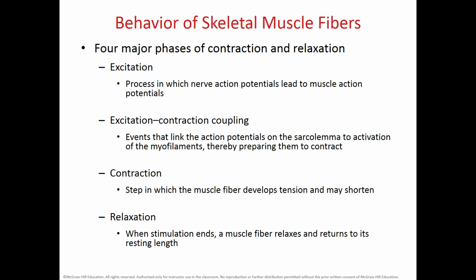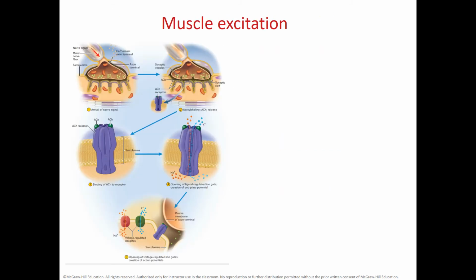What is contraction? It is when the muscle fibers develop tension and they may be shortened. And relaxation is when the stimulation ends and the muscle fiber relaxes and returns to its resting length. So this is what happens then. You have this arrival in muscle excitation of the action potential or nerve signal in this nerve, and that will lead to the release of acetylcholine through exocytosis by the axon terminal.